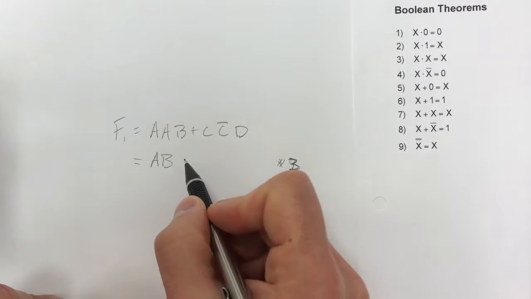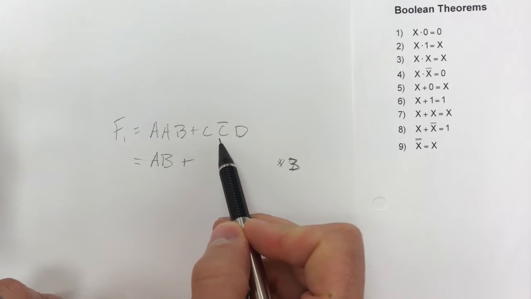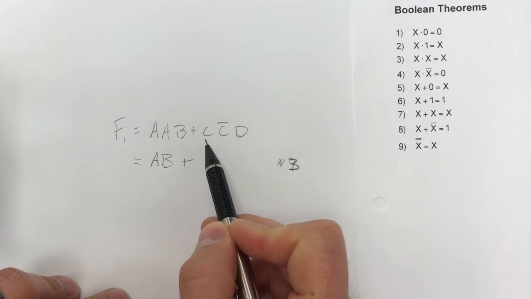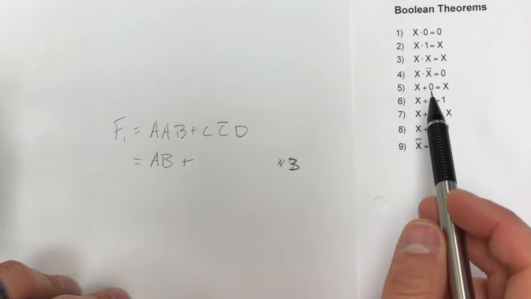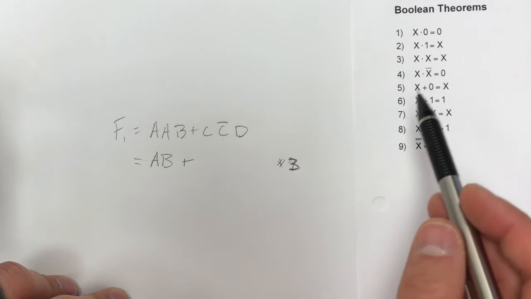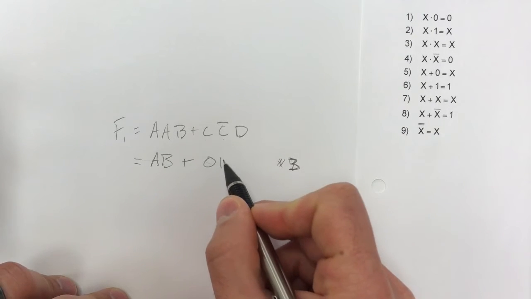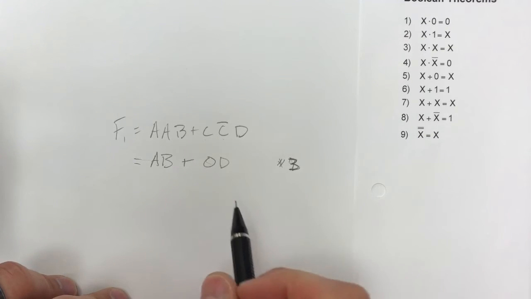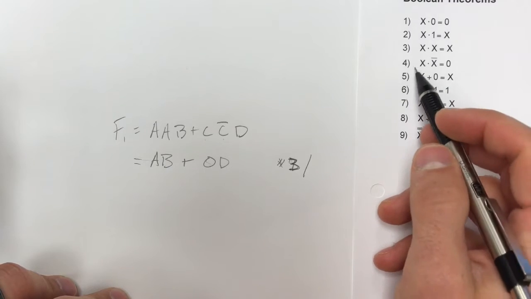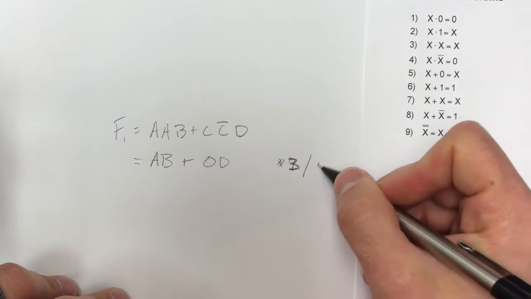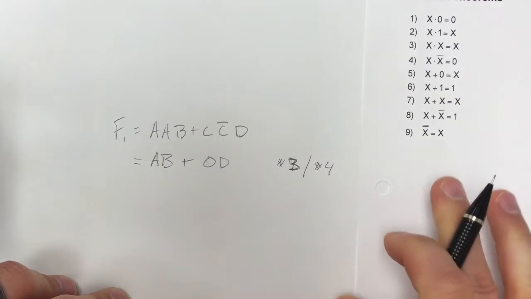Plus, what's C and C'? That'd be x and x'. X and x' equals 0, so we could put a 0 there, 0D. And that was theorem number 4.